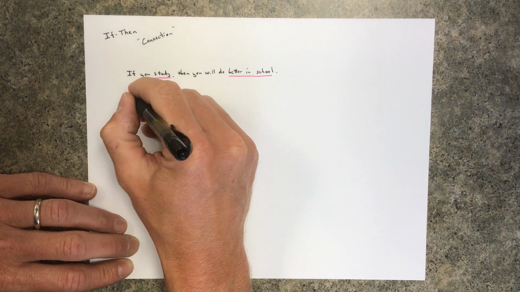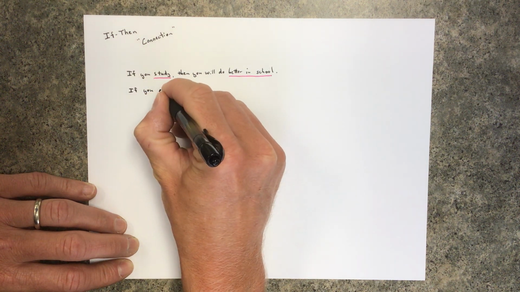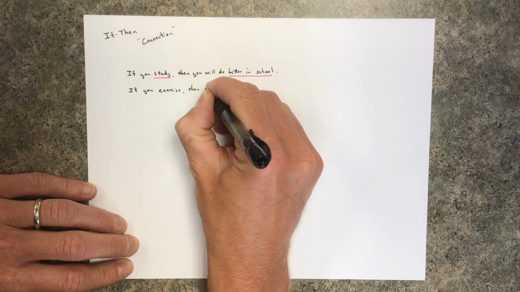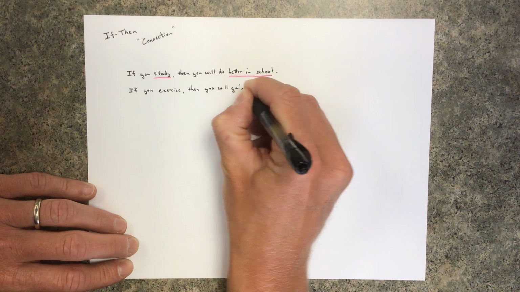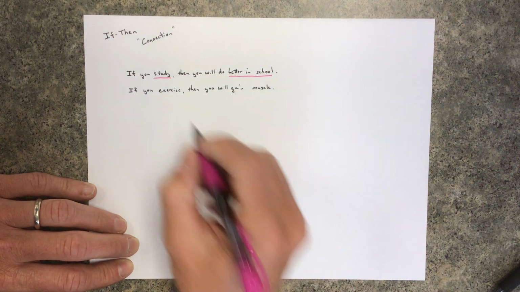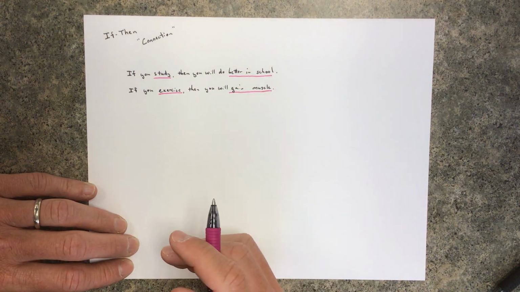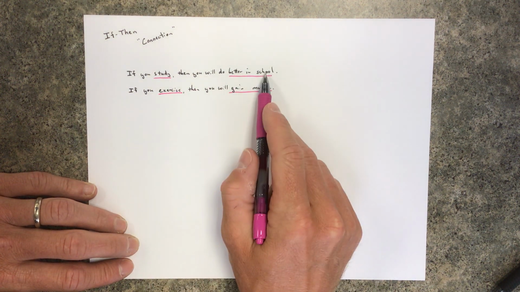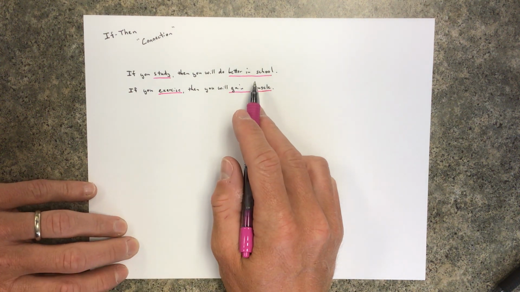How about if you exercise, then you will gain muscle. Okay, so it's talking about connecting exercising to gaining muscles, right? And there's an order here. It's studying, then better in school; exercise, gain muscle.